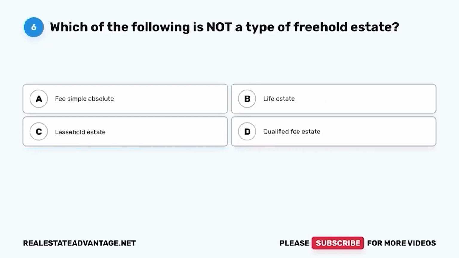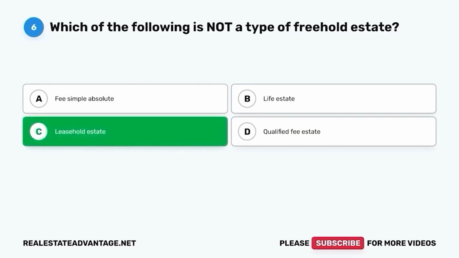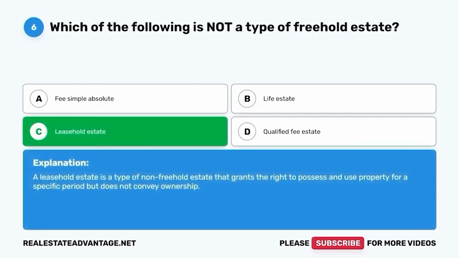Question 6. Which of the following is not a type of freehold estate? A. Fee simple absolute. B. Life estate. C. Leasehold estate. D. Qualified fee estate. The correct answer is C. Leasehold estate. A leasehold estate is a type of non-freehold estate that grants the right to possess and use property for a specific period but does not convey ownership.